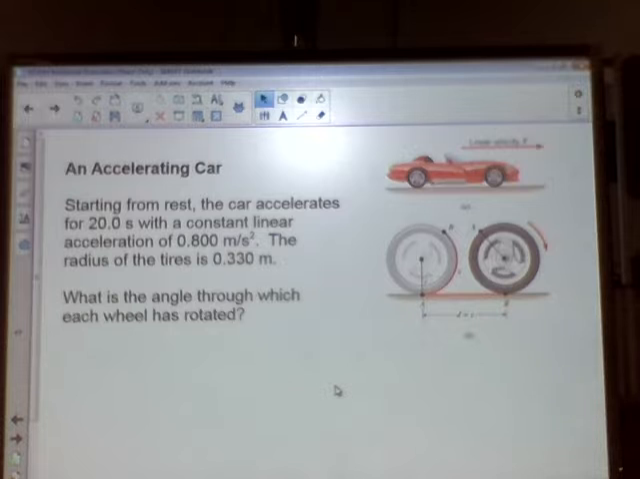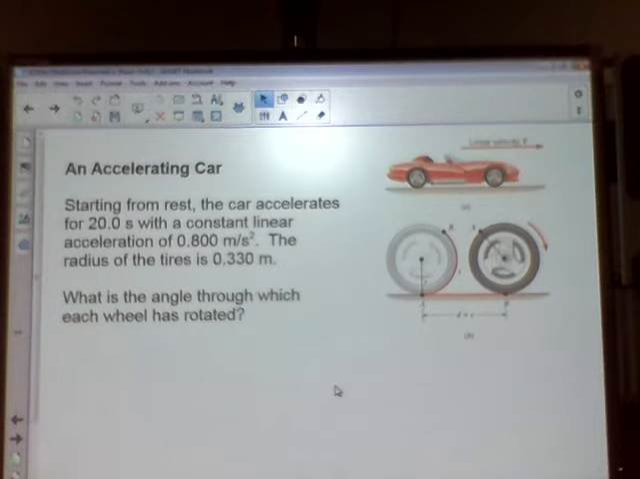So they give us information about the linear quantities in this case. They give us the linear acceleration, and we have to be able to identify that this linear acceleration that they're giving us is the tangential acceleration of the edge of the tire that has a radius of 0.33 meters.